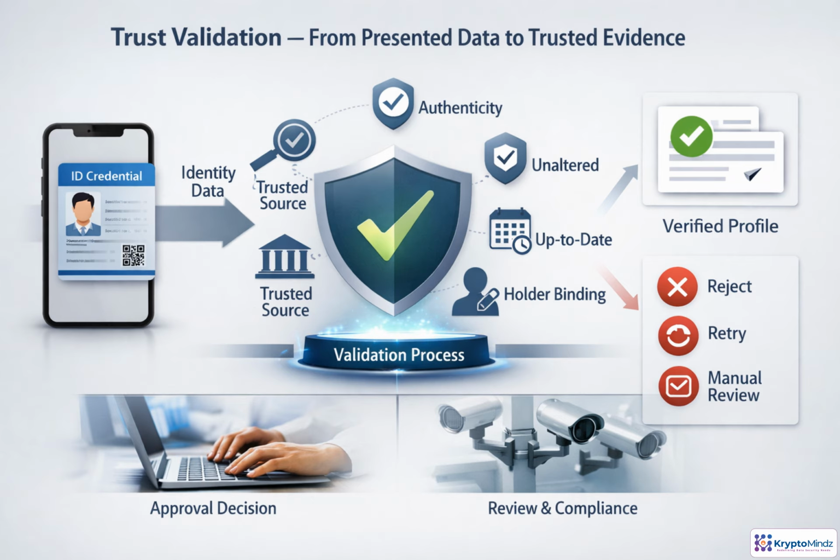When a wallet sends identity data, it's just a claim. Trust validation turns that claim into usable evidence. First, confirm the credential really came from a trusted issuer, that its signature is valid and nothing has been altered. Then check it's still current and actually bound to the person in front of you. Only after these gates pass do you write attributes into the verified customer profile, or trigger rejection, retry, or manual review.